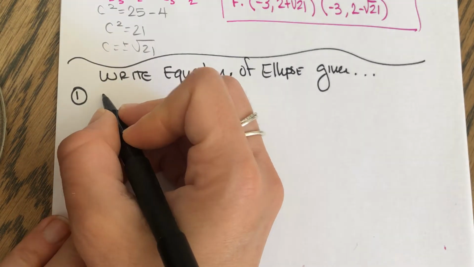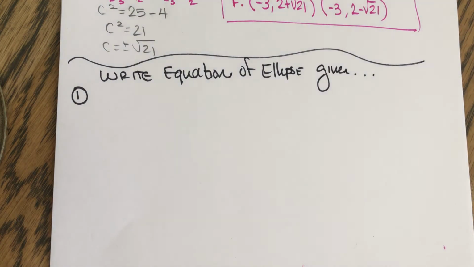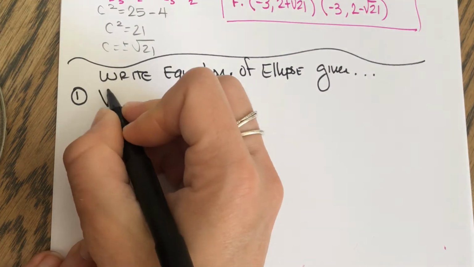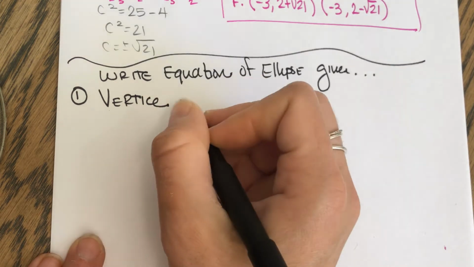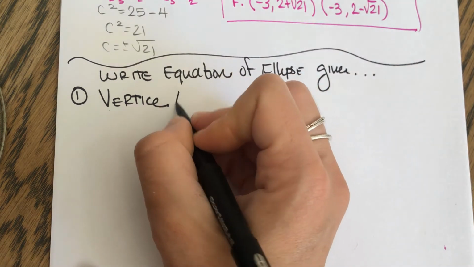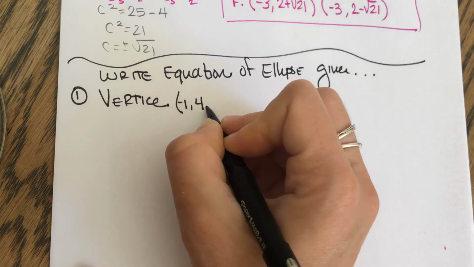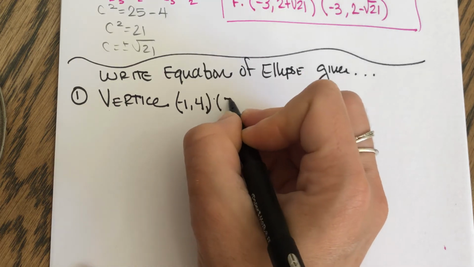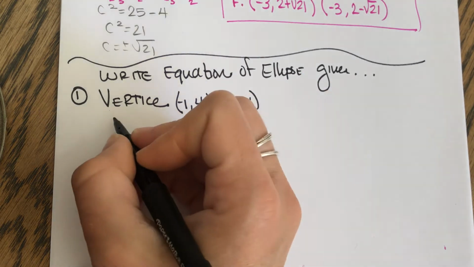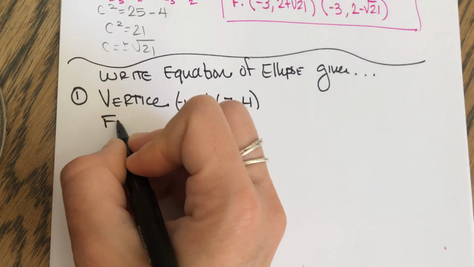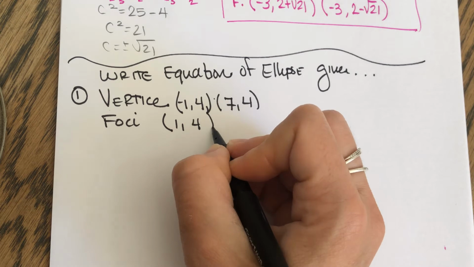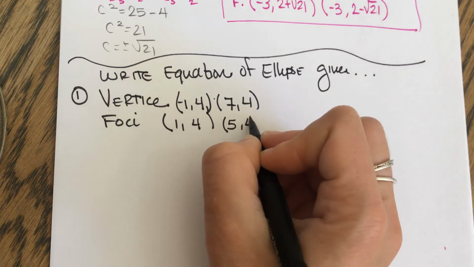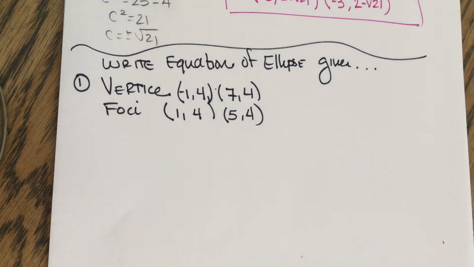So let's do, okay, I'm going to do a vertice or verts. Now I have to give you both vertices because my center is not going to be the same. So you have negative 1, 4, and we have 7, 4. And I'm going to give you foci of 1, 4 and 5, 4. Okay, so these are definitely harder. Bear with me. Let's do them.